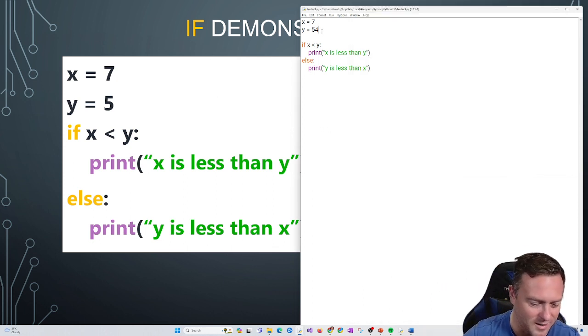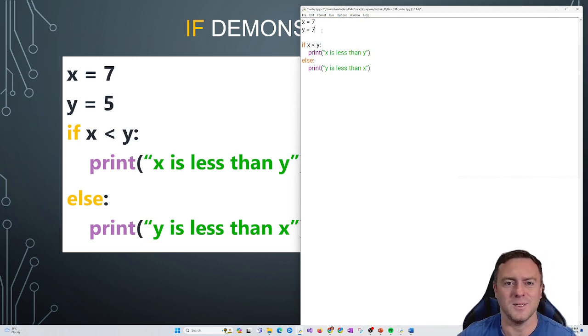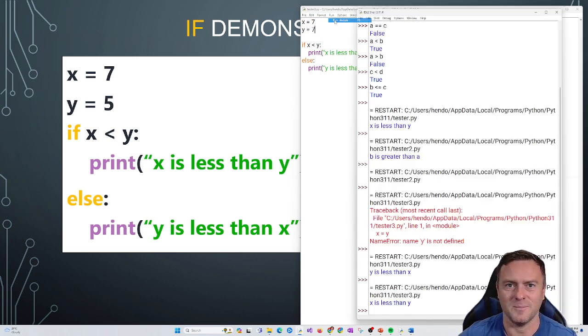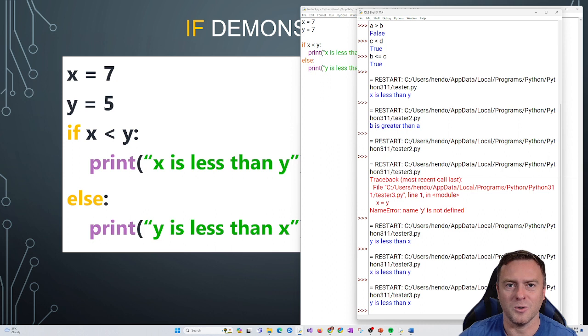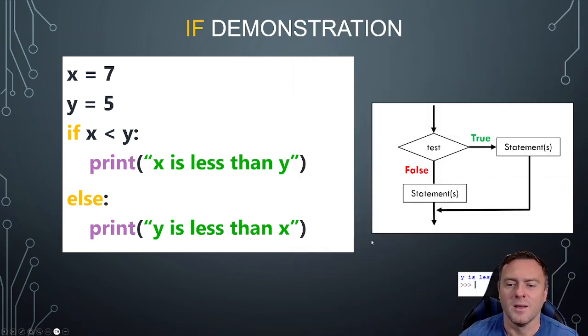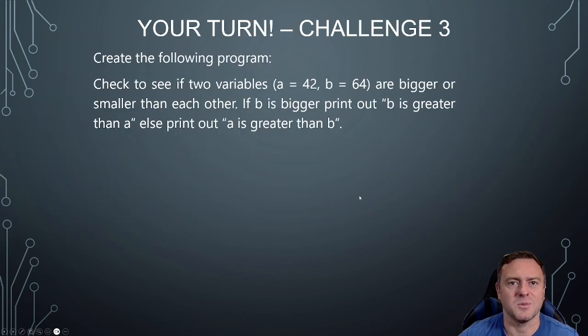If you've made both the variables equal to each other and you run it, it will always say y is less than x, because that is not true. We'll eventually be able to fix that with the elif statements that we're about to do. So, y is less than x.